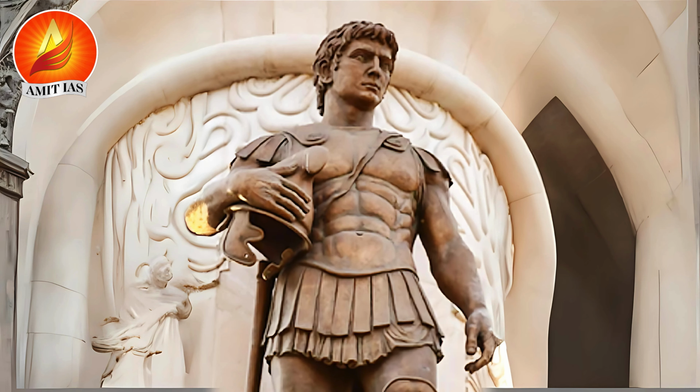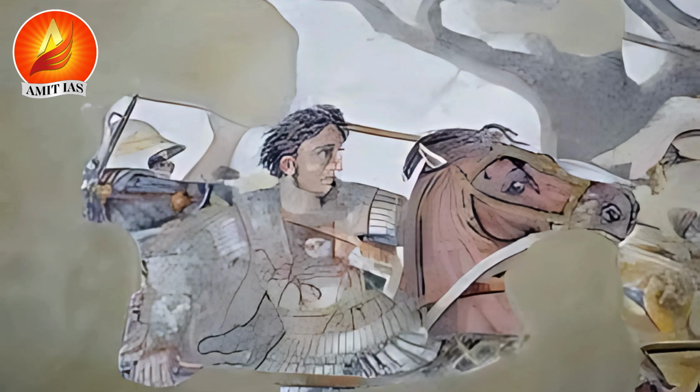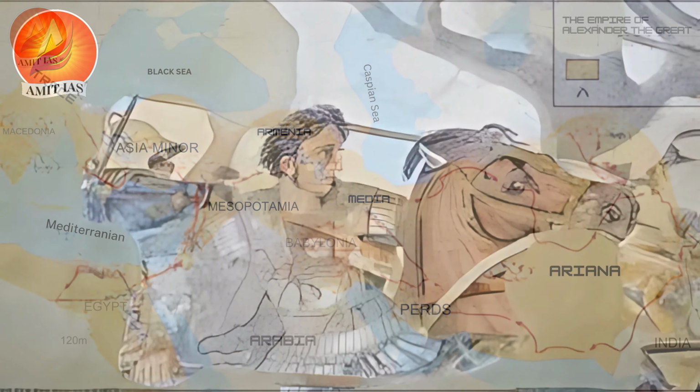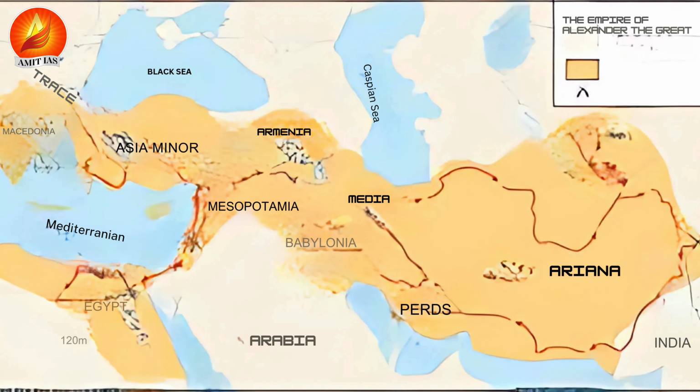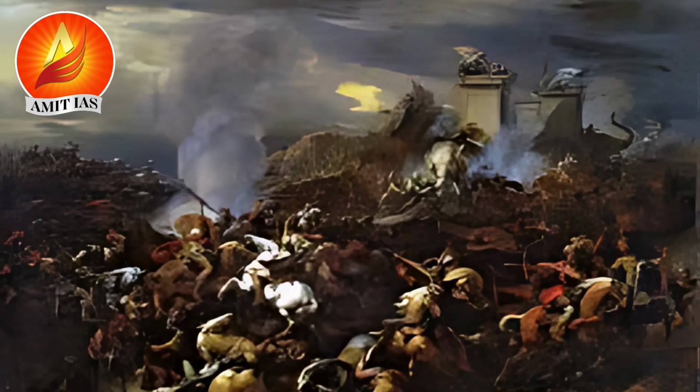Background: Alexander of Macedon began his military campaigns in 334 BCE, defeating the Persian Empire and expanding his empire across Asia. After conquering Persia, Alexander set his sights on India, as it was seen as a wealthy land. At that time, India was divided into several small kingdoms, and Alexander saw an opportunity to conquer these fragmented states. Let's look at the key events during the time of invasion.